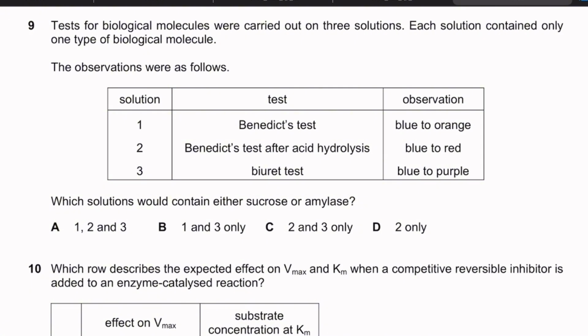9. Tests for biological molecules were carried out on 3 solutions. Each solution contained only one type of biological molecule. The observations were as follows. Solution 1, Benedict's test. Observation was blue to orange. So this is positive for reducing sugars.